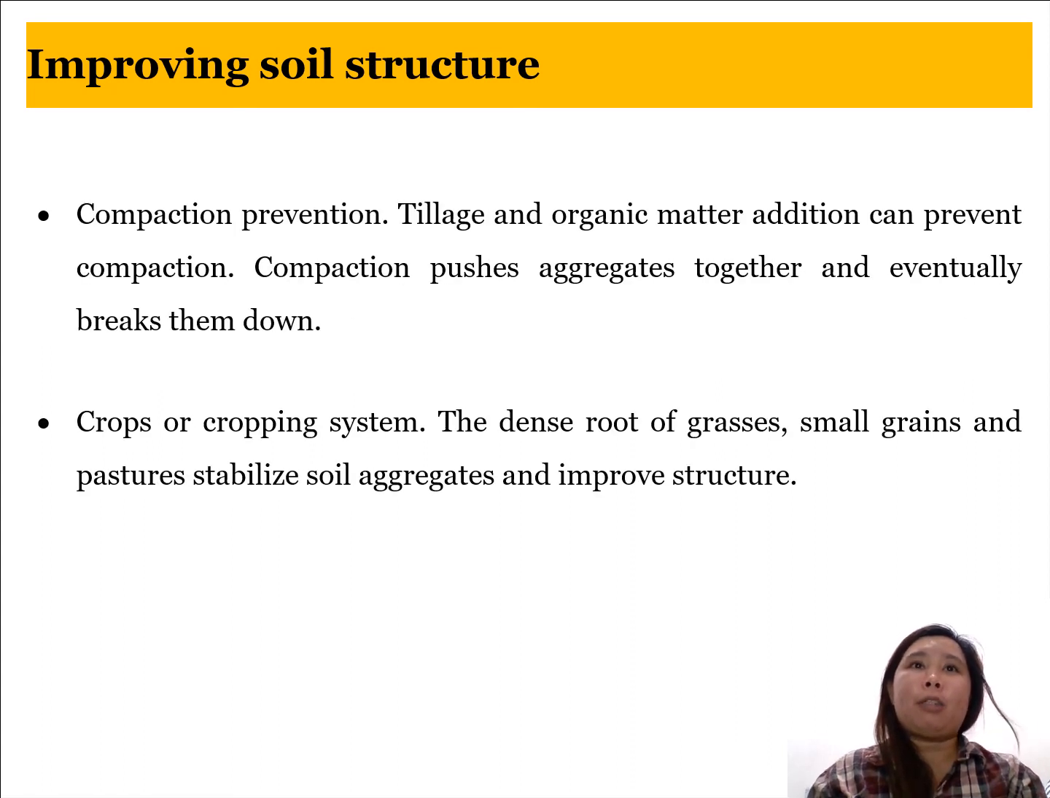Another is compaction prevention or cropping. Tillage and organic matter addition can prevent compaction. Why do we need to prevent compaction? Because compaction pushes aggregates together and eventually breaks them down. For the cropping system, the dense roots of grasses, small grains, and pastures can stabilize soil aggregates. Therefore, it can improve the soil structure.